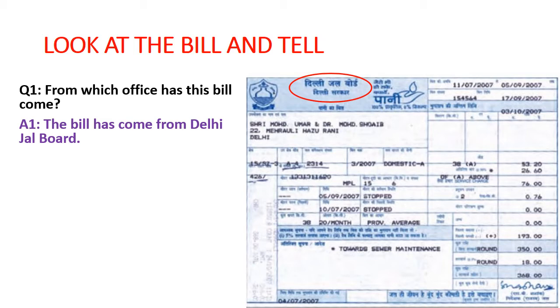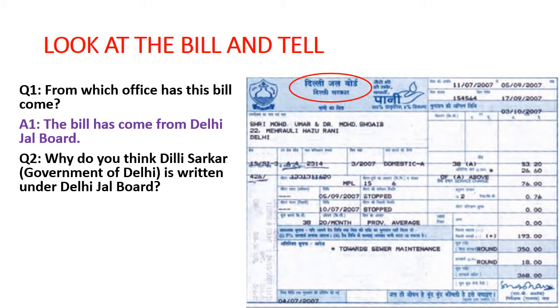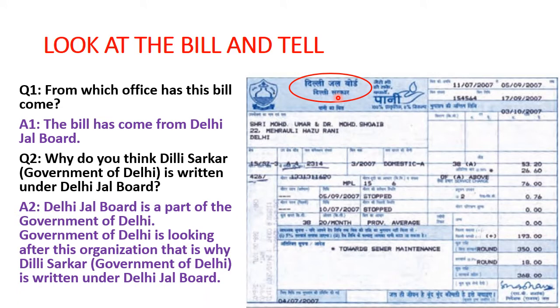Okay. What is our next question? Why do you think Delhi Sarkar or Government of Delhi is written here under the Delhi Jal Board? Students, if you look carefully, you can see here Delhi Jal Board, and just below it, it's written Delhi Sarkar. Why do you think it's written here? I think all of you might have understood from the previous slide, where I explained that Delhi Jal Board is a part of the Government of Delhi, or the Delhi Jal Board works under the Delhi government. That's why it is written as Delhi Sarkar, just below the Delhi Jal Board.